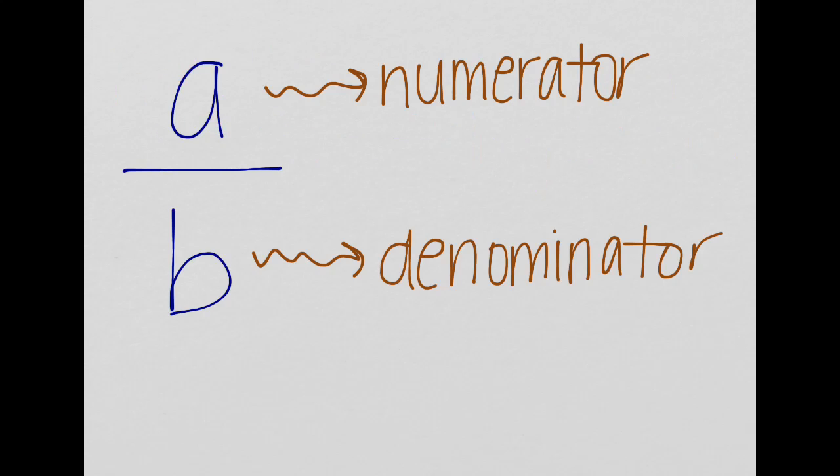So fractions are always in the form of A over B. And A, or the top part, is called the numerator, and B, or the bottom part, is called a denominator. And sometimes you can remember the denominator as the downator. So because it's down.